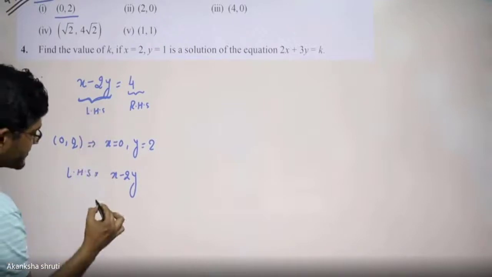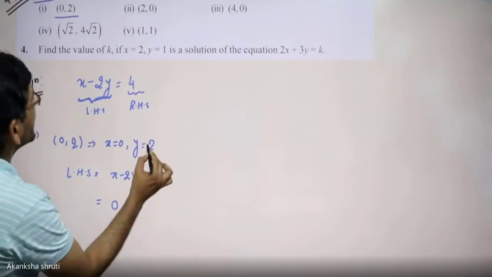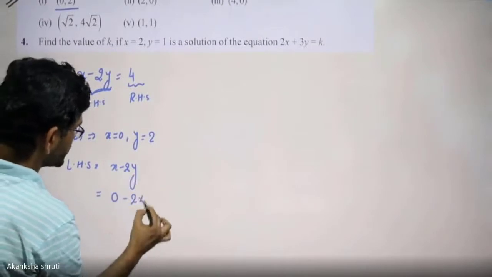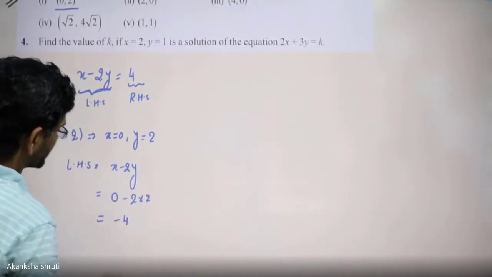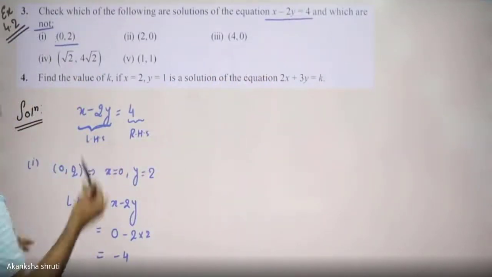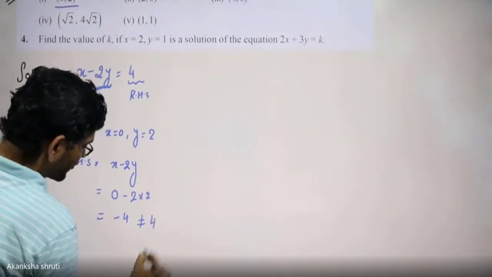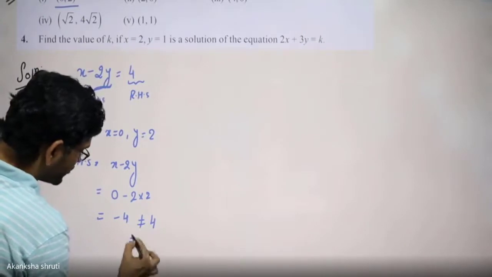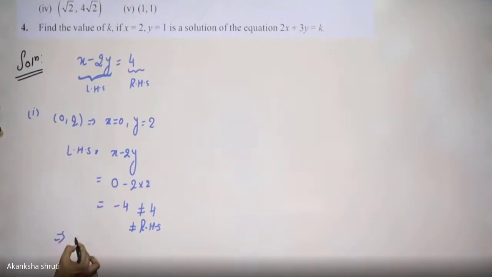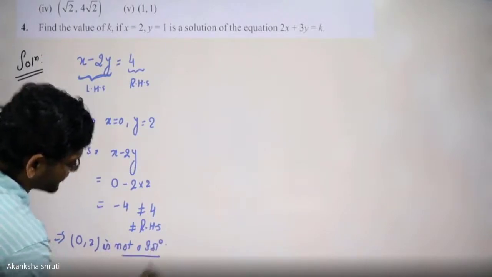Solve the LHS first. So take x is equal to 0 minus 2, and y is 2. So it is 2 into 2, it is minus 4. Students, in our RHS, we have this 4, but it is minus 4. So this is different from 4. Therefore, this is not equal to RHS. So LHS is not equal to RHS. Therefore, 0, 2 is not a solution.